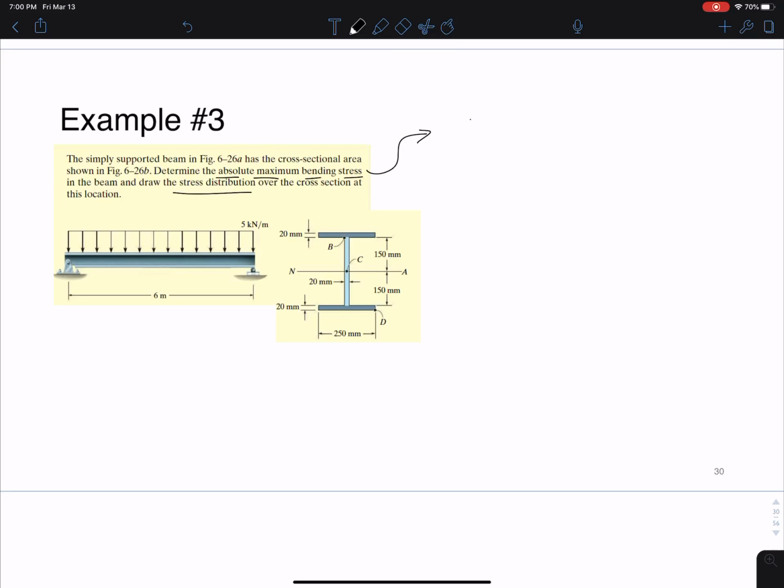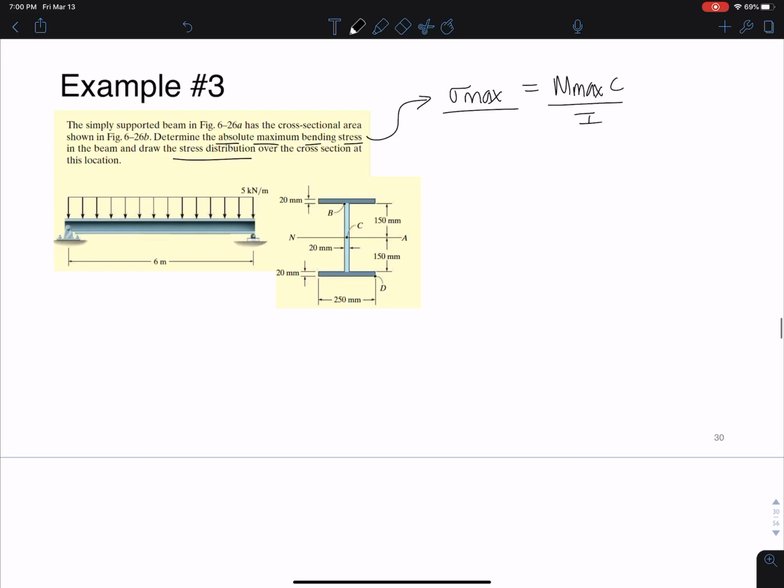So that's what we want. Okay, to get sigma max, we need M max C over I, right? And we know how to get moment from here. So this is a simply supported beam. It's symmetrical. If this is my resultant, 5 times 6, 30 kilonewtons, that means I have a 15 kilonewton force here, 15 kilonewton reaction here, up 15, negative 15, connect the two.